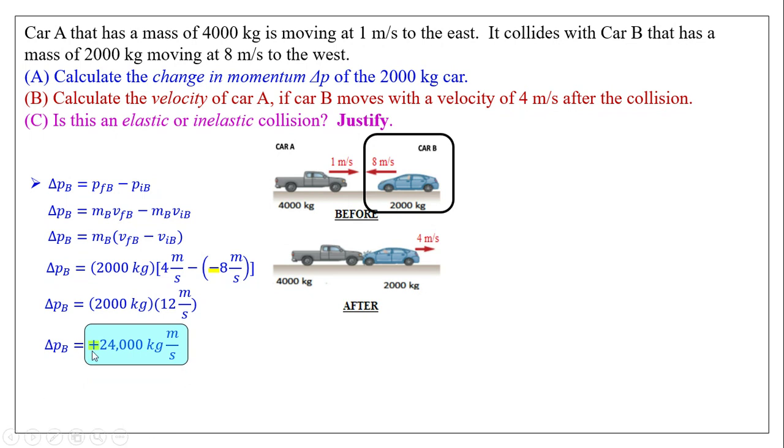I've chosen to include the positive sign here because it did ask for change in momentum, and momentum is a vector, so I need the direction as well. Let's go ahead and move on with part B.